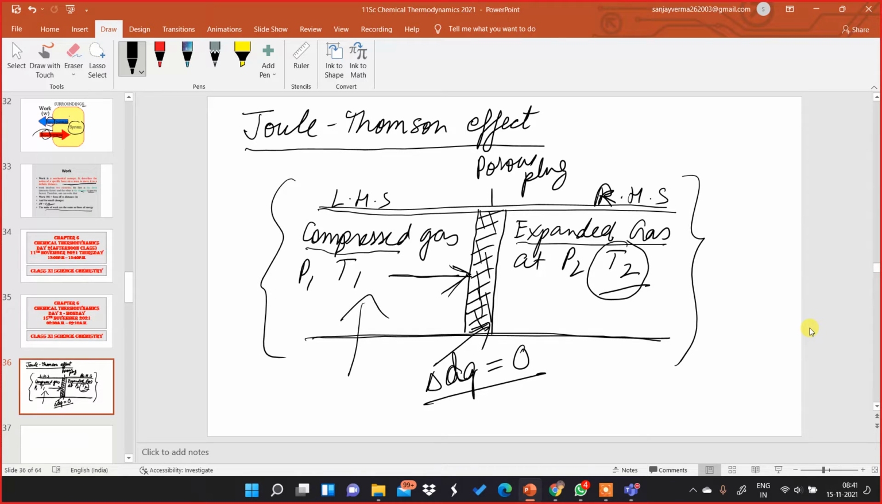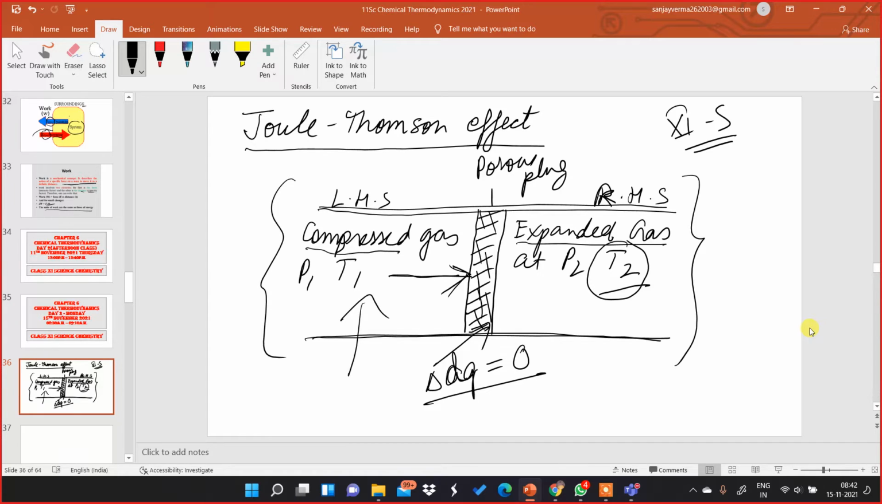This application is not there in the class 11 science syllabus. But why am I doing it? Because the name itself and the meaning of the Joule-Thomson effect will help you for your competitive examinations. So that is clear, I think. After this, we move further in this chapter. I hope you got the idea of what the Joule-Thomson effect is.